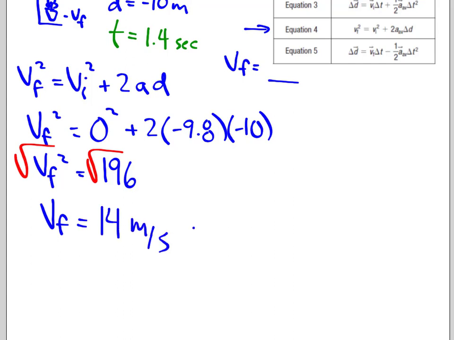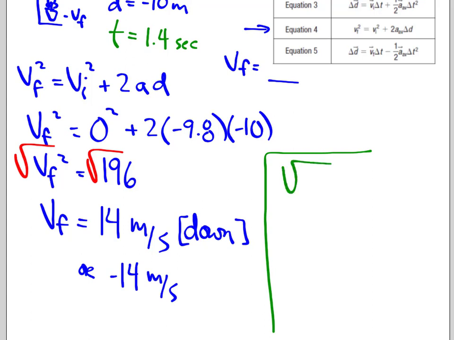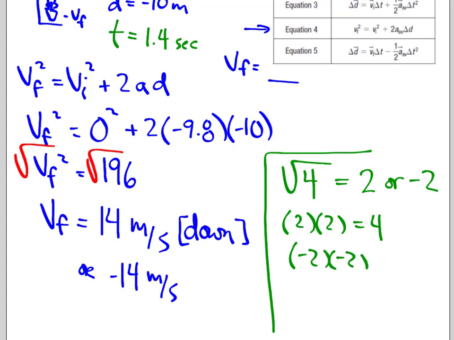meters per second down, or we could write it as negative 14 meters per second. And you could say, well, why are you just sticking that answer in there? I'm not. Just a reminder about the square root: if I take the square root of 4, the answers are 2 or negative 2, because if you multiply 2 times 2, you get 4. If you multiply negative 2 times negative 2, you get 4. So there are actually 2 answers to this one. So it could be positive or negative 14, so we're actually looking for the negative 14.